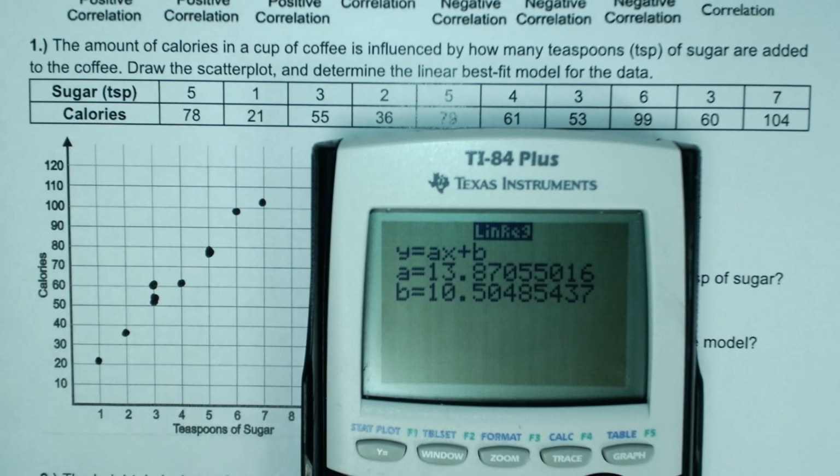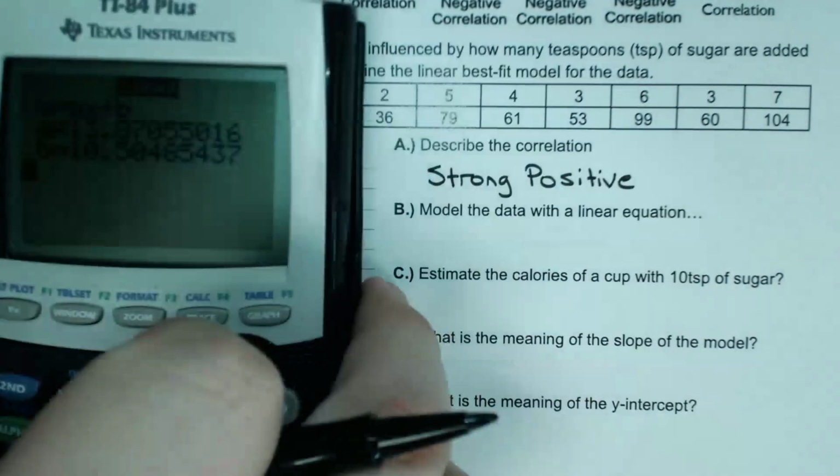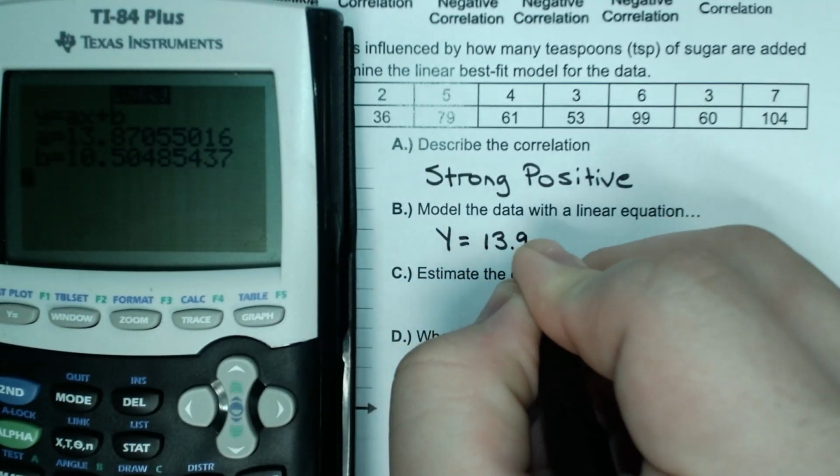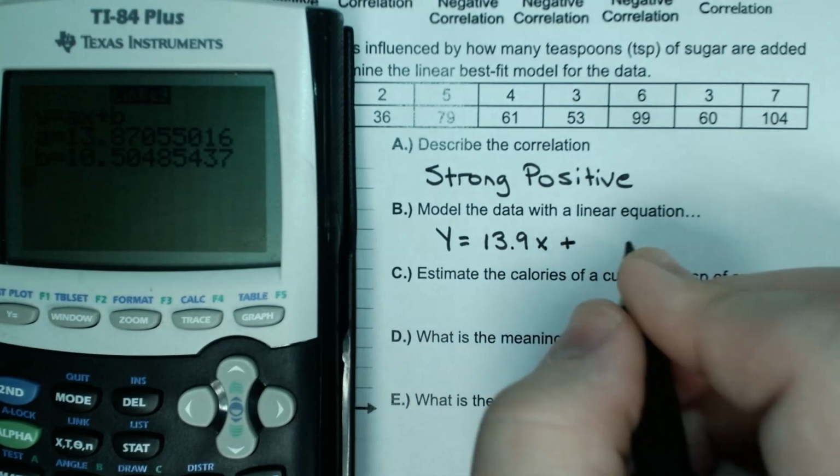I'm getting this. So again, because none of those values had any decimals, I'm just going to round it off to 1 decimal place. So how about y equals 13.9x plus 10.5.